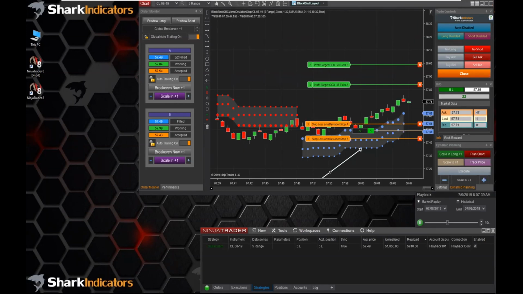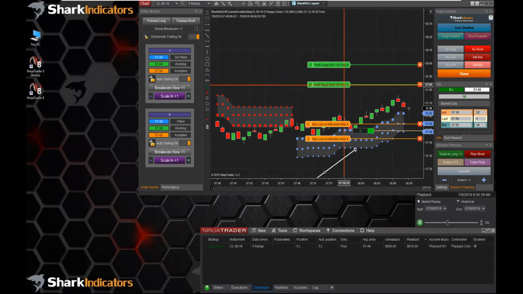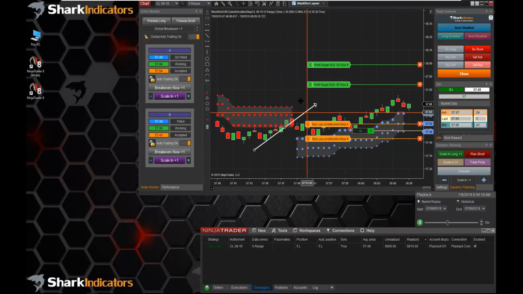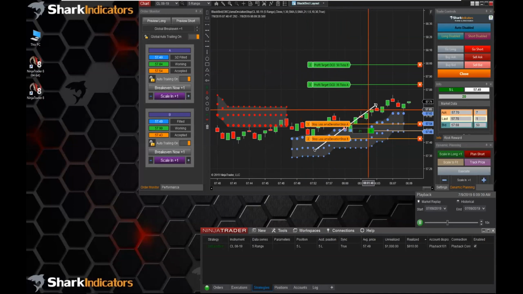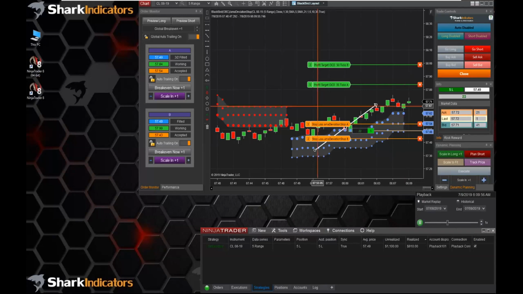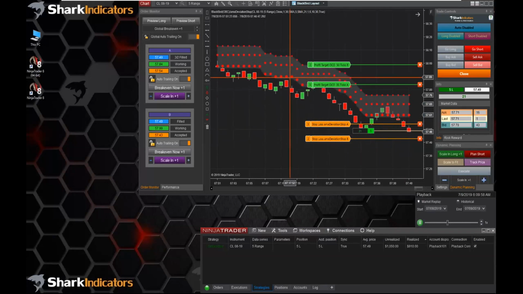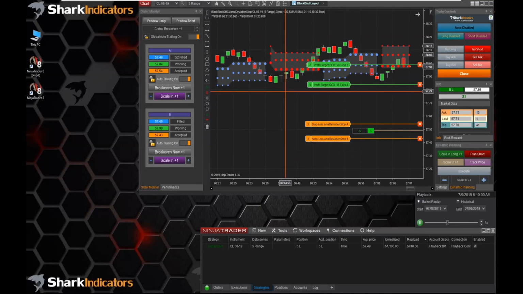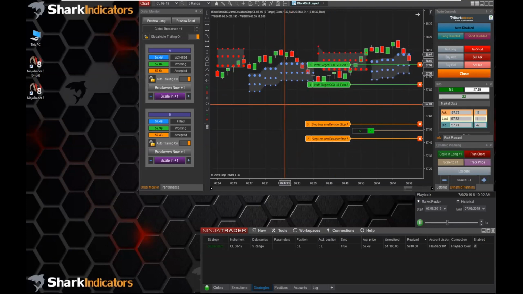I'm going to speed things along here so we can see the profit target automated management that I've told these profit targets to do here. So actually, let me explain that a little bit. I'm going to slow the market replay down, and let me scroll back here to help explain what these profit targets are going to do.